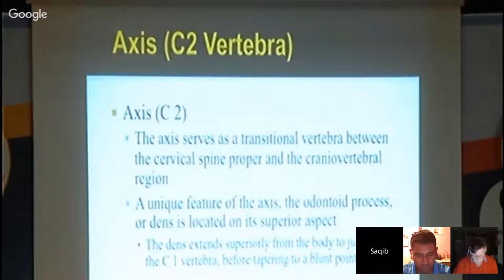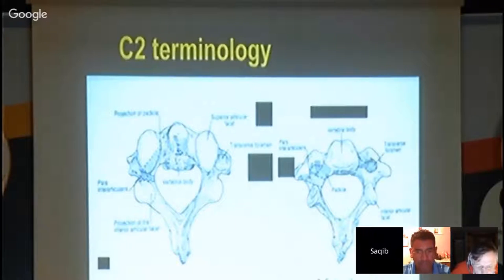C2 serves as a transitional vertebra between the upper cervical spine and the craniovertebral junction. A unique feature of the axis is the odontoid process. As we know, it extends superiorly from the body to just above the C1 vertebra before tapering to a blunt point. Again, I think this is the most important slide if you want to be doing C2 screws, because we see this is the portion of the pedicle. If you're going to put in a pedicle screw, it's going to be going in like that. If you're going to be putting in a pars screw, it's going to be going straight like that. So obviously you need to understand that the pedicle is a very short, stout segment going medially at that angle. And if you know that, then obviously you'll be all right.